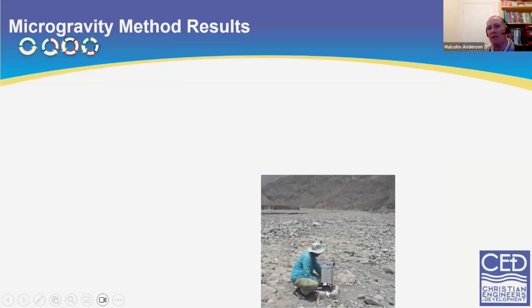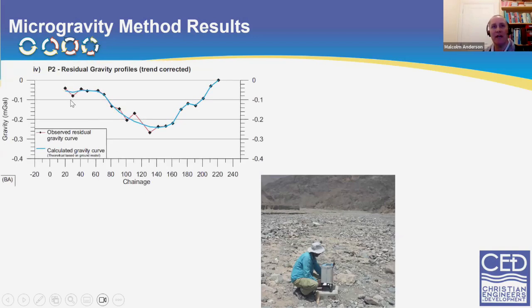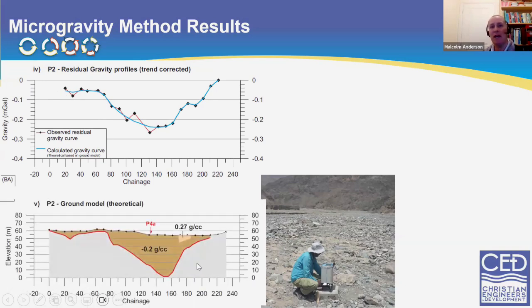So one of the methods to do that is with a gravimeter. Here is a gravimeter being used at a base station, and then we just go across the wadi, taking measurements. Once we've done that, we'll then get a profile of the relative gravity along the chainage of that particular section from one side to the other side of the wadi. And then we can use a model, because we've got bedrock at the side here and bedrock at the side here, we know what that bedrock relative gravity should be.